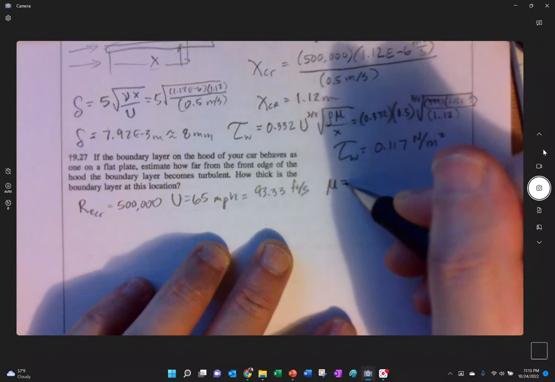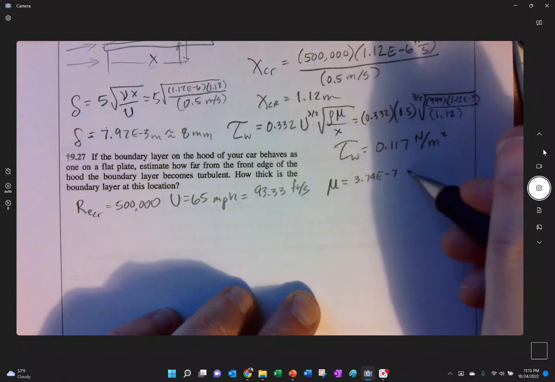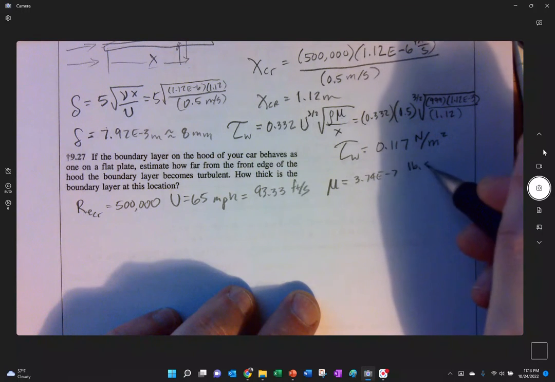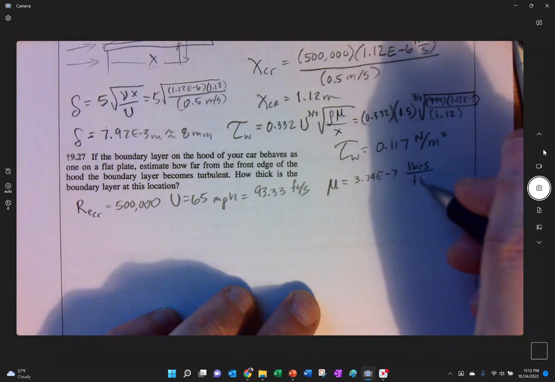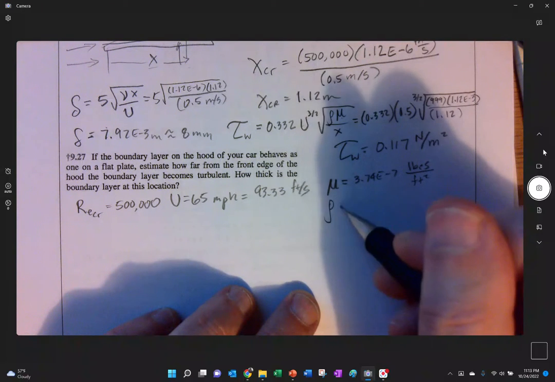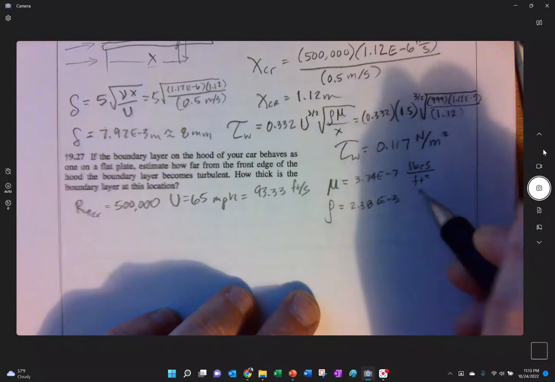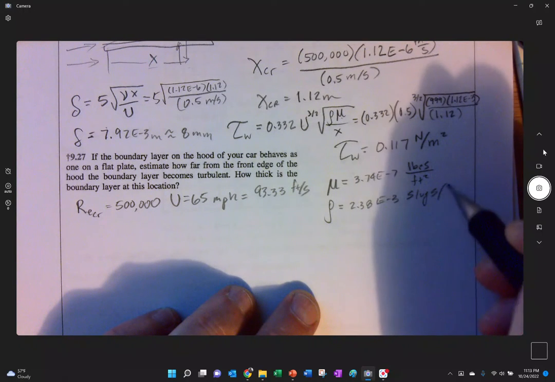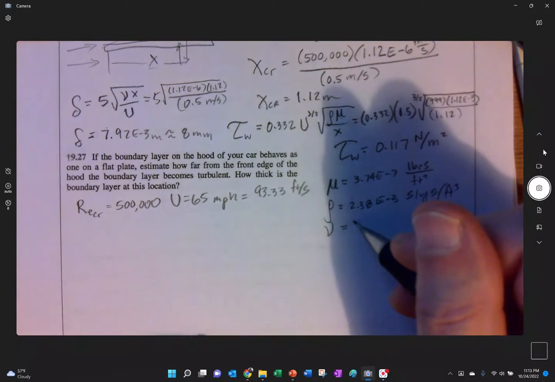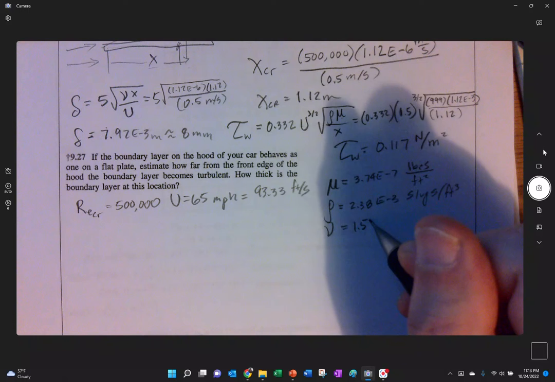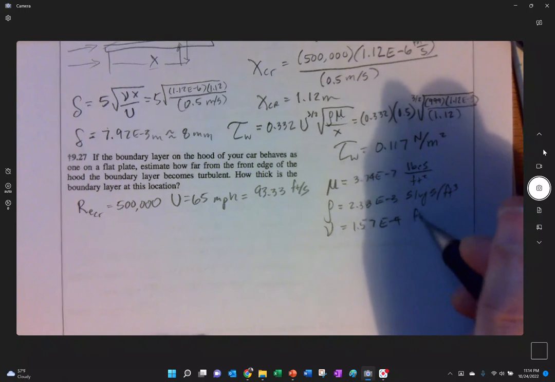I have the dynamic viscosity 3.74e-7. Of course, this is going to be air, right? I'm not going to drive in the water, not on purpose at least. And that's pound-seconds per square foot. We'll get the density in case we need it of 2.38e-3, and these are slugs per cubic foot. And so we get the nu instead of the mu, the kinematic viscosity, 1.57e-4 square feet per second.